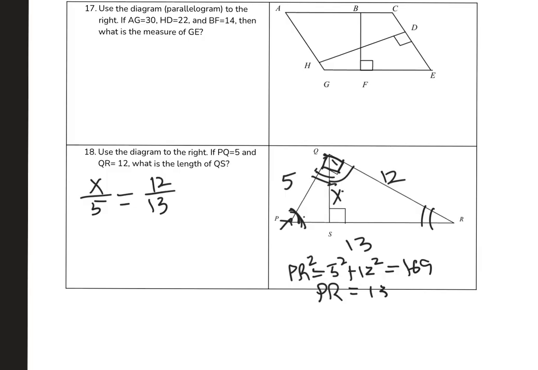And so that means that this proportion has to hold, and when we work this through, we get 13x is equal to 60, and so x is equal to 60 over 13. Okay.